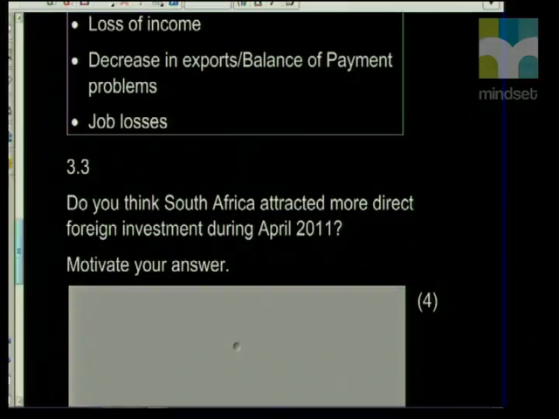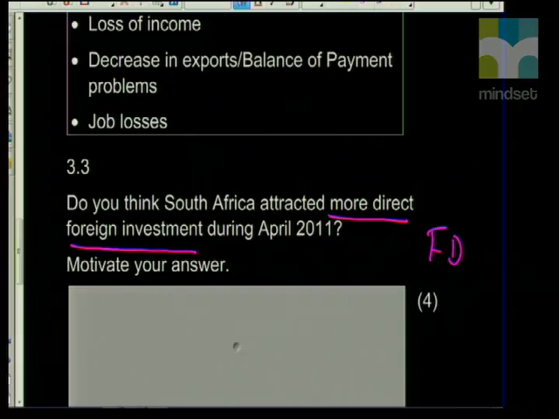Correct. The last question says, do you think South Africa attracted more direct foreign investment during April 2011? You need to motivate your answer. Did you think South Africa attracted more direct investment during that time? More direct foreign investment. Sometimes we refer to this as FDIs, foreign direct investment. Remember that this, boys and girls, is not easy to achieve, but the country must be very nice, conducive to attract these foreign investors to come so that they can create employment and other things that follow, alleviate poverty, address the issue of crime, and so on and so on.